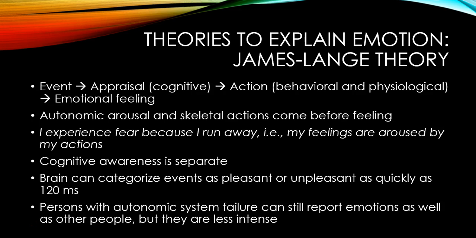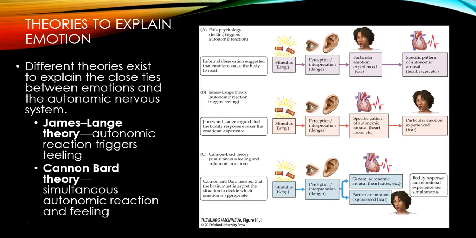So theories to explain emotion, and there are a number of theories. The kind of long believed or folk theory is that something happens, there's some kind of stimulus, you perceive the stimulus, you see, wow, there was this explosion, you get an emotion like fear, and fear leads to a specific pattern of autonomic nervous system arousal, like your heart starts to beat really fast. This is the way people typically think about emotion.